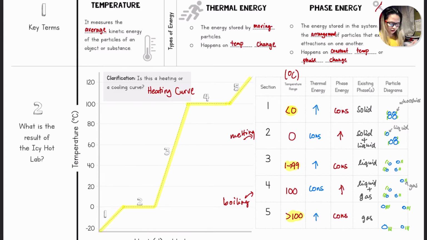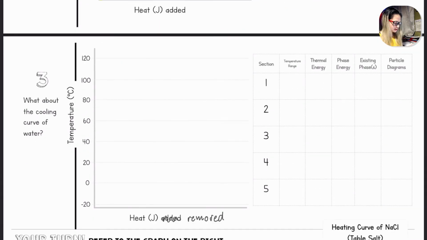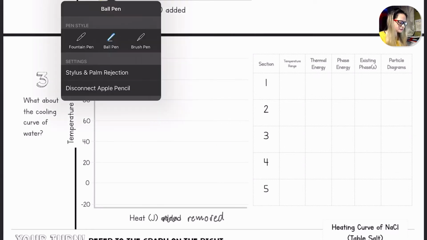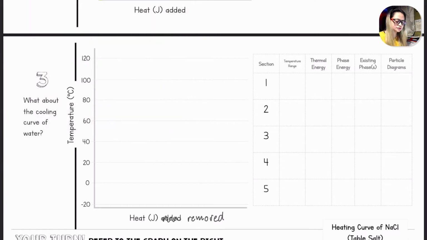Okay, so how would we do it for cooling? Well, if you're cooling something, you're removing the heat from the system. Okay, so how would you draw the cooling curve? The cooling curve is very simple. It's just the opposite of what it looks like if it was heating. So I'm gonna go ahead and draw a flat line here.